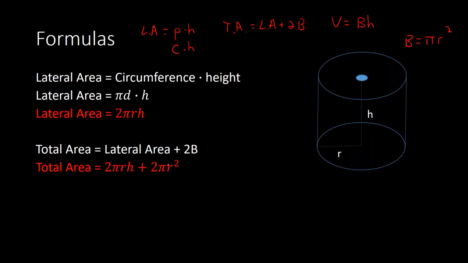And then the volume formula was area of the base times the height. And the area of the base was pi times radius squared, because that is the area of a circle. So here we have pi times radius squared times height. And so that's the formulas for a cylinder.